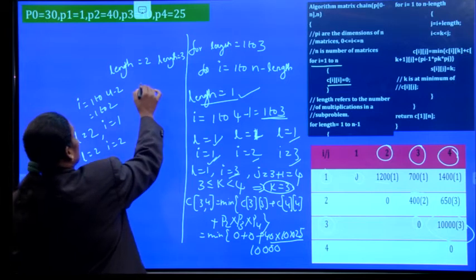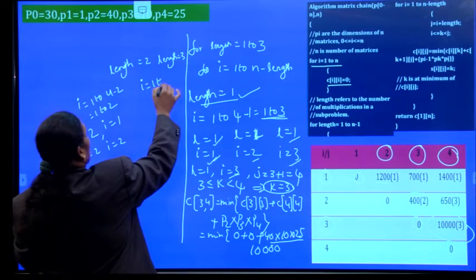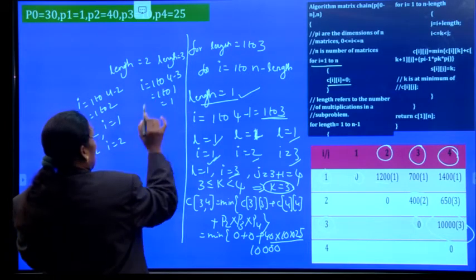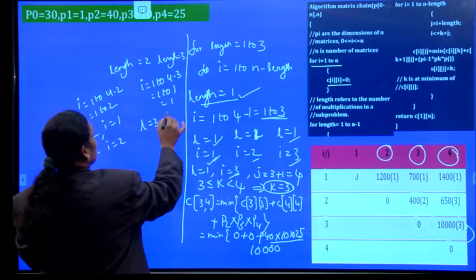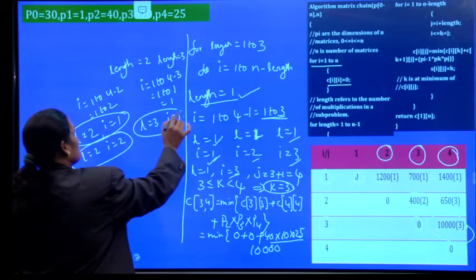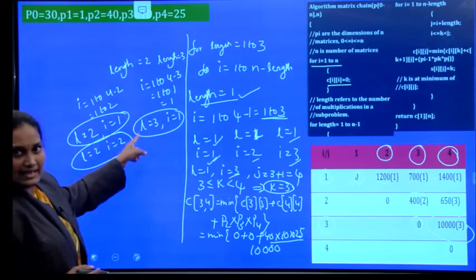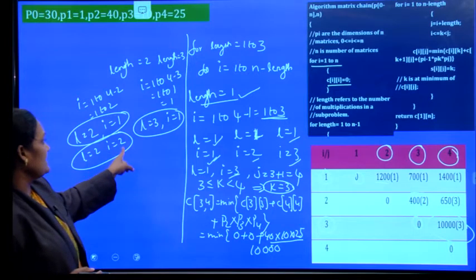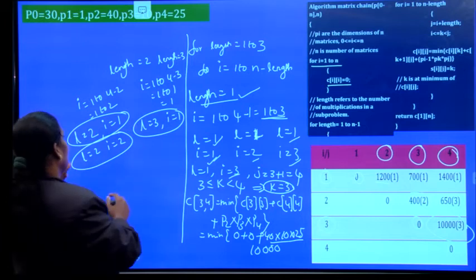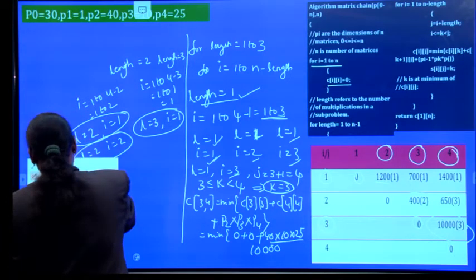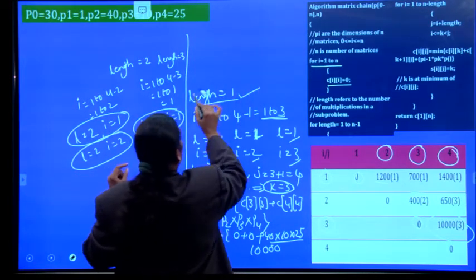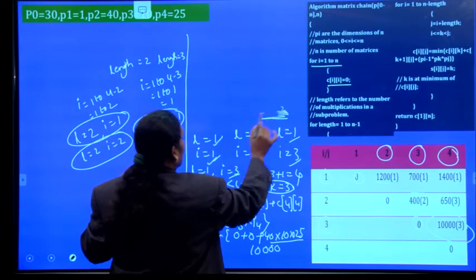In the same way, when length is equal to 3, I is equal to 1 to 4 minus 3, that is 1 to 1. I takes here only one value, which is nothing but length is equal to 3, I is equal to 1. Here we are obtaining again three cases. What are those three cases? Length is equal to 2, I is equal to 1. Length is equal to 2, I is equal to 2. Length is equal to 3, I is equal to 1. Now, I am going to solve one case for explaining how to find the values.